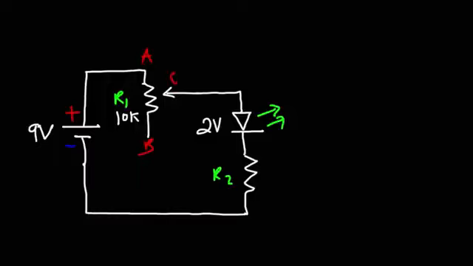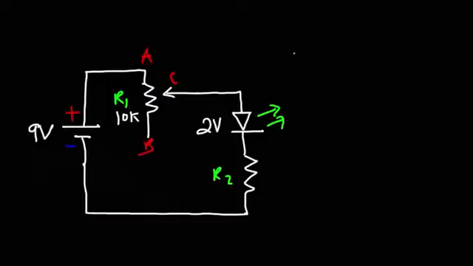So between A and B, the resistance is always 10 kilo ohms. But between A and C, it can vary between 0 and 10 kilo ohms. Now, if R1 goes to 0 kilo ohms, that's dangerous for the LED, because without R2 there, we could have too much current flowing through the LED. So R2 serves to protect the LED in the event that R1 is turned to 0 kilo ohms.